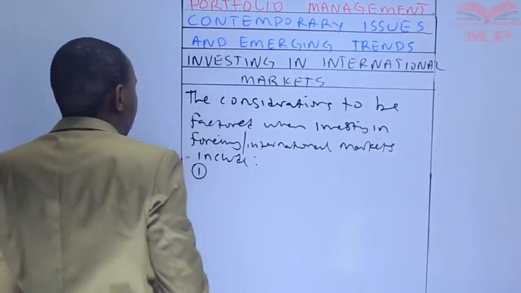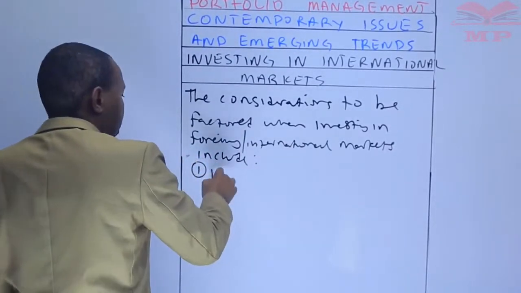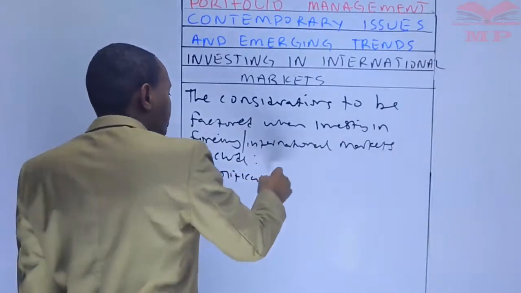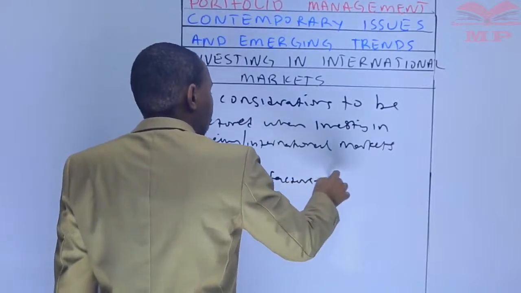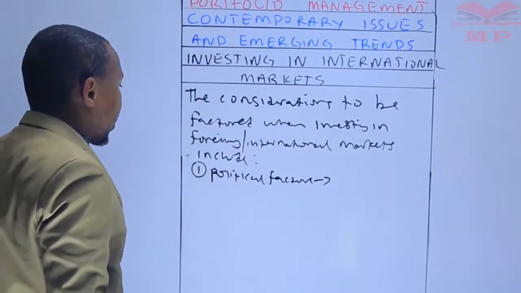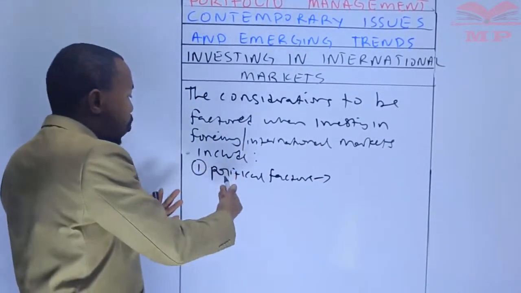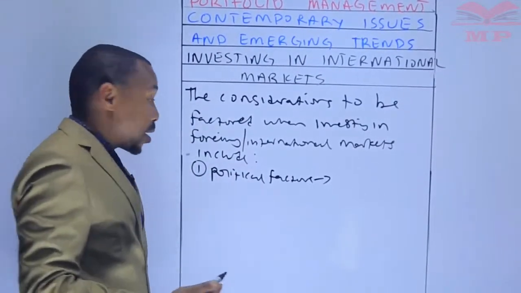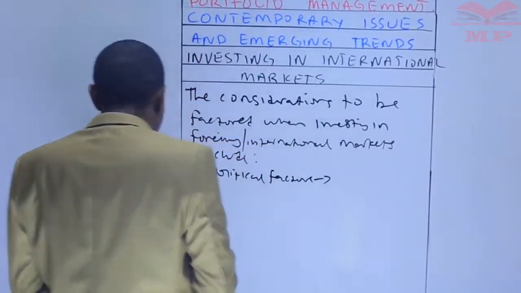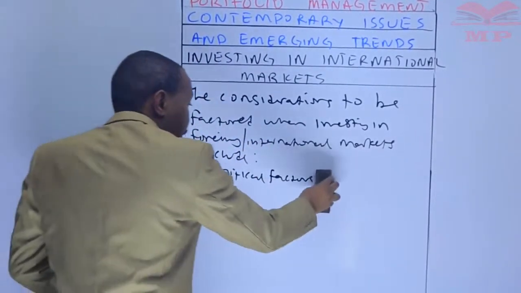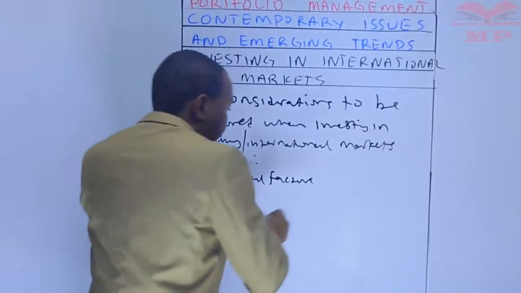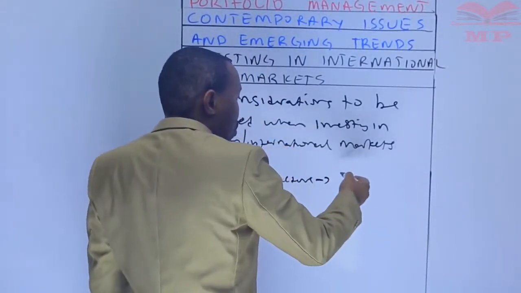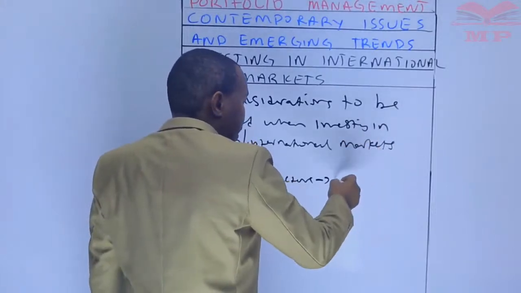Number one, we talk about political factors, or what we call geopolitics. What we're saying is how peaceful is the country in as far as politics is concerned. So this is a consideration that you need to factor in. So I just put a bullet over there and say geopolitics and its influence on foreign direct investment.